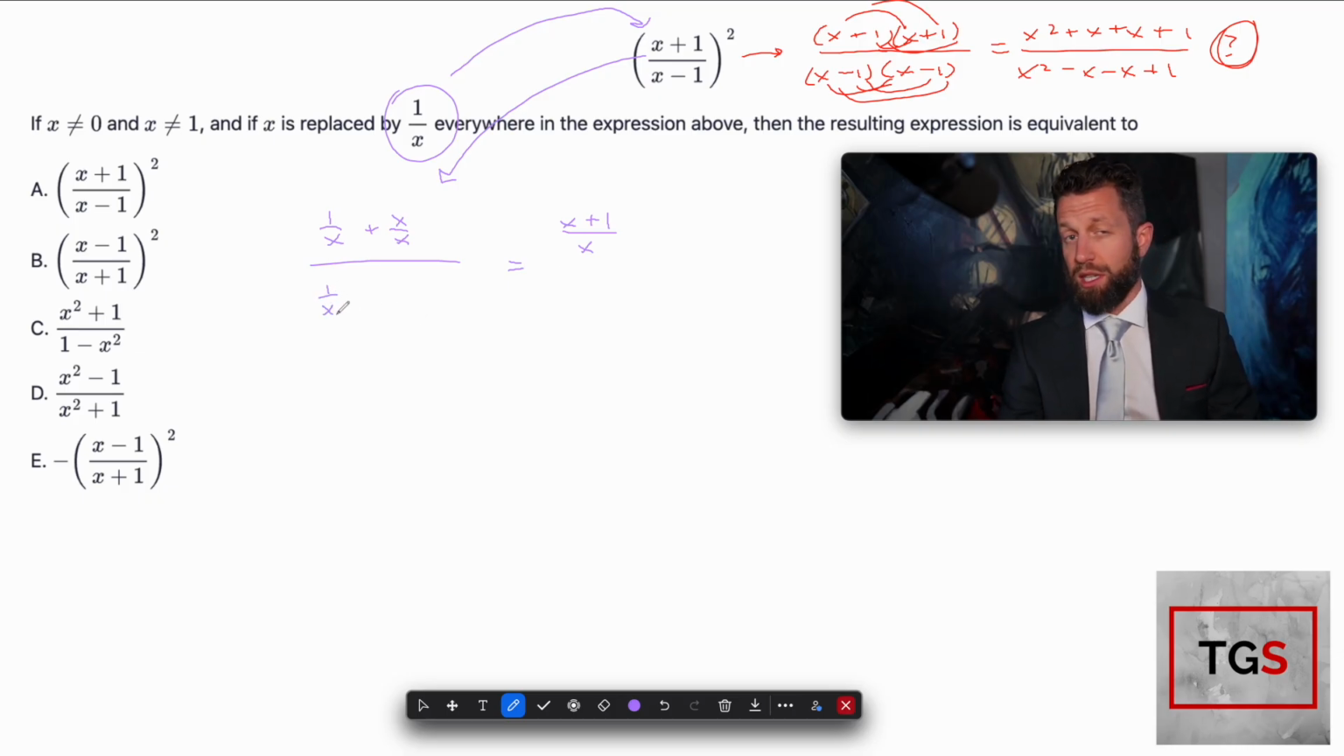Dividing by a fraction is the same as multiplying by the reciprocal. So we would get x plus 1 over x times x over x minus 1. And that's all inside the parentheses that are being squared. So we haven't squared anything yet. Then the x cancels on the top and the bottom, and we wind up with x plus 1 over x minus 1 inside the parentheses, and then that is being squared. And so we actually get exactly the same thing that we started with, which is option A, as in alpha, and that is the correct answer.